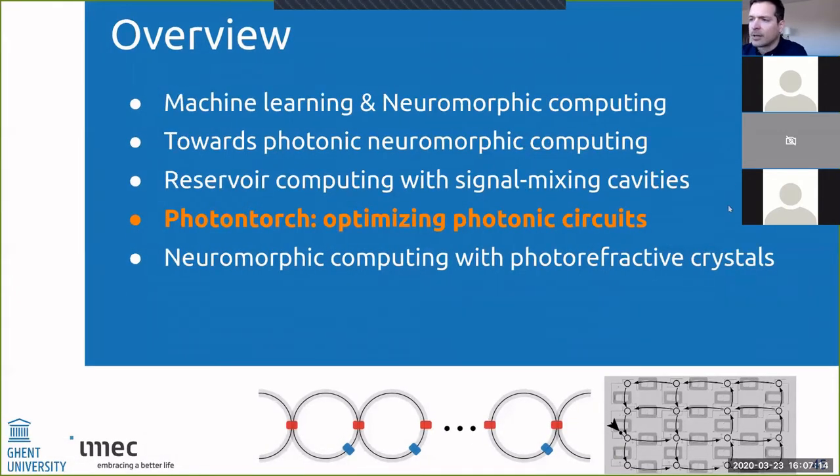We're going to discuss a photonic simulator I developed, which optimizes photonic circuits, just like how neural networks are optimized in software. And this basically gives us the ability to create any neuromorphic architecture, and by extension, actually any photonic circuit, and optimize it as if it was a neural network. And this allows us to go truly beyond the traditional reservoir computing approach.